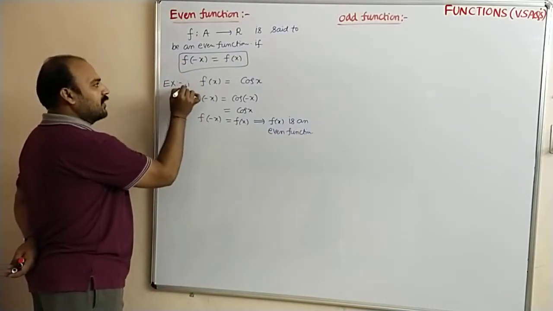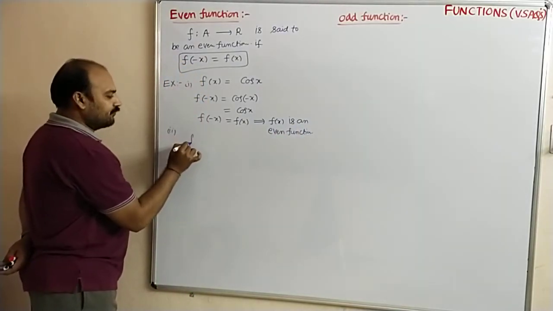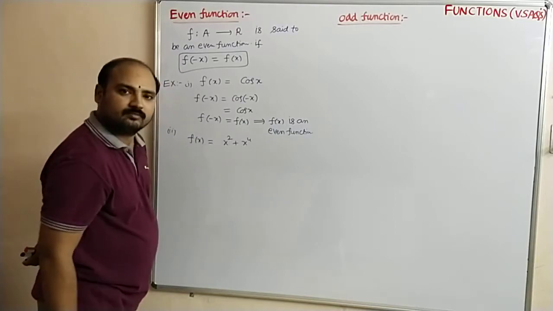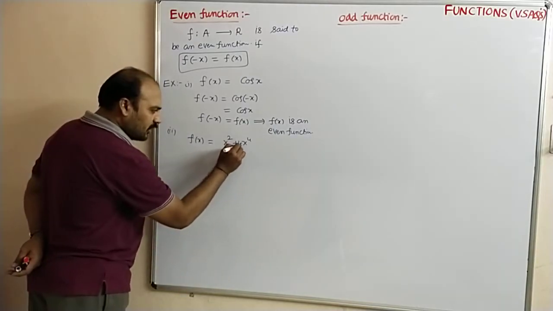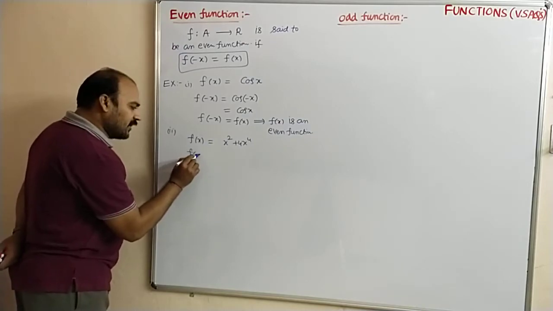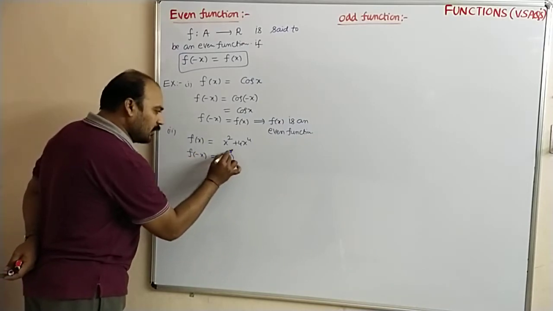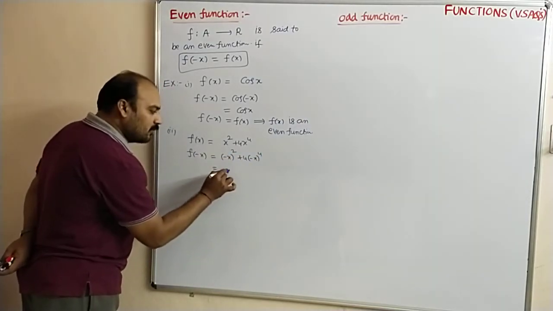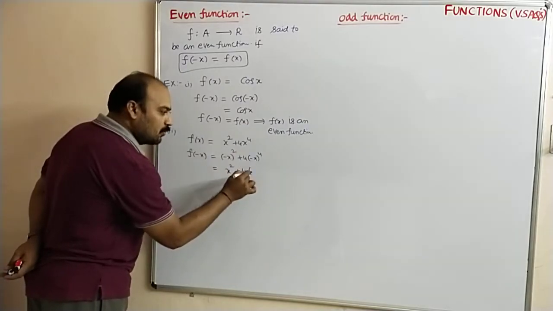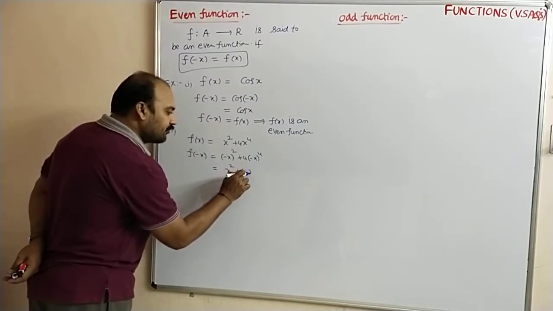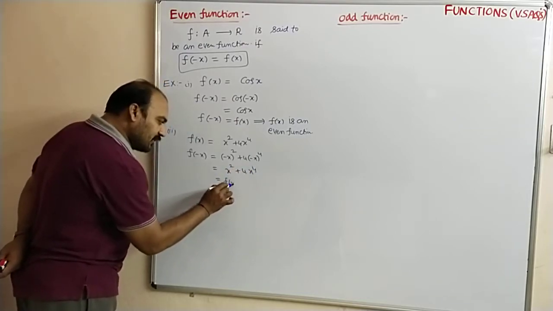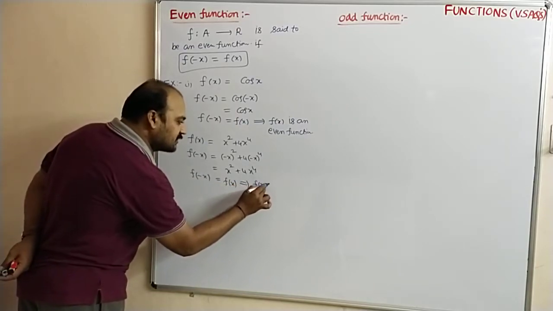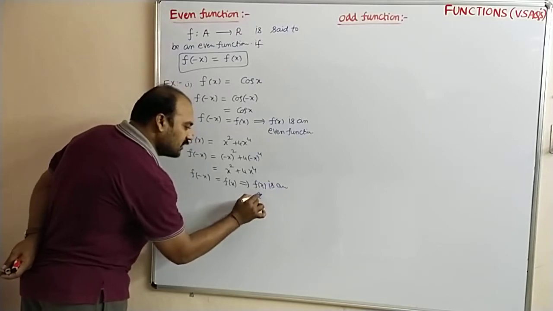One more example. This is a trigonometry example. We will take an algebraic example. F of x is equal to x square plus x power 4, or 4x power 4. Anything you can take. F of minus x, wherever x is there, minus x you have to replace. Minus x whole square plus 4 into minus x whole power 4. Minus x whole square will become plus x square. 4 into minus x whole power 4, x power 4. Is it equal to f of x or not? F of x. Therefore, f of minus x equal to f of x. That implies the given function f of x is an even function.